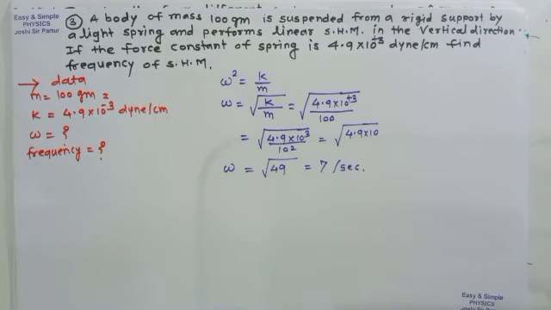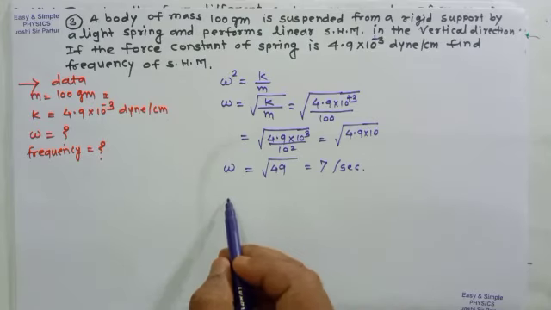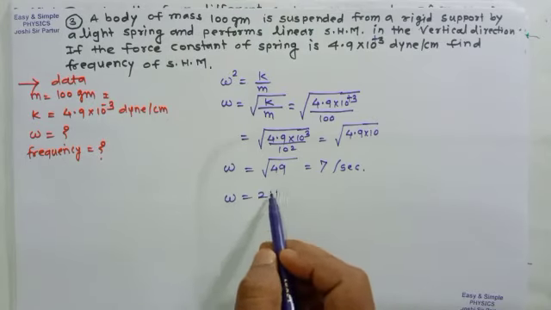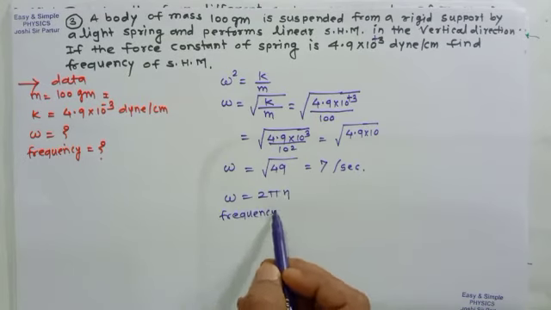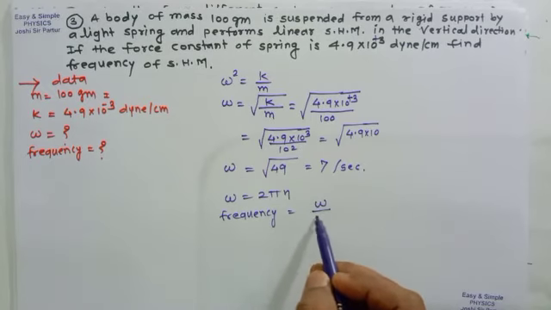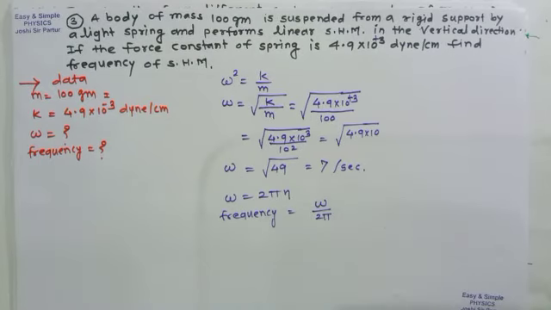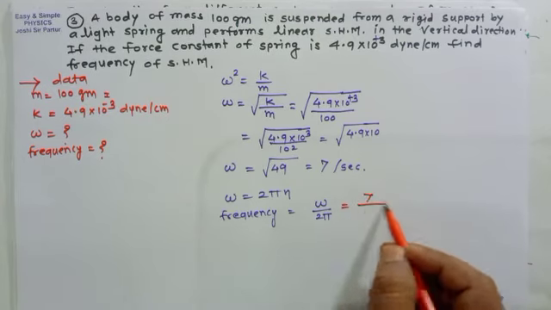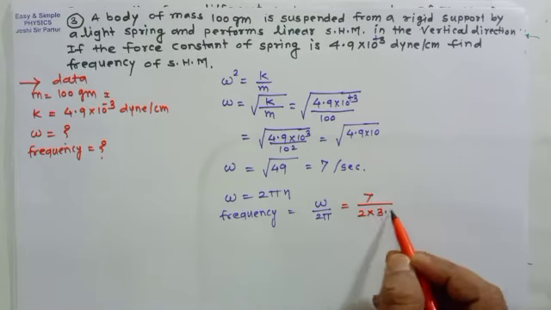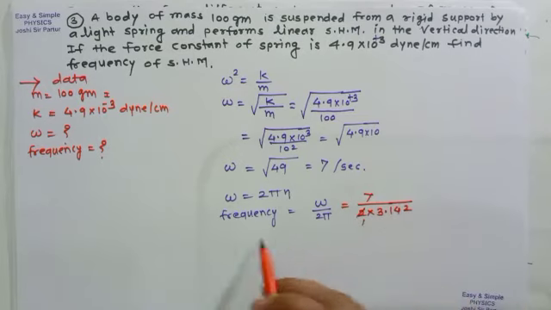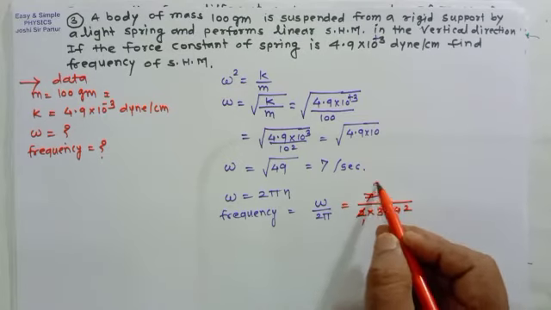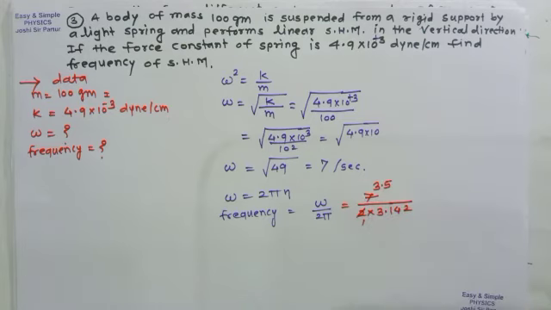We use the formula for frequency. Here we know that omega is equal to 2 pi n. So frequency will be omega upon 2 pi. Here the value of omega will be 7, and 2 into 3.142. 2 and the 2 cancel, and 3.5 into 2 will be 7.